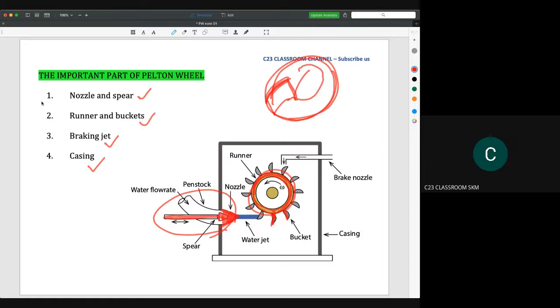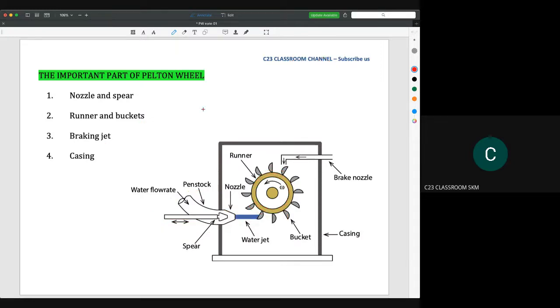Then we have a braking jet. A braking jet is something like this. It is actually the reverse flow of the water, against the direction the wheel rotates. If we flow water like this, it will stop the rotation. And then the casing. This is the casing. I think you can imagine the casing of this turbine.